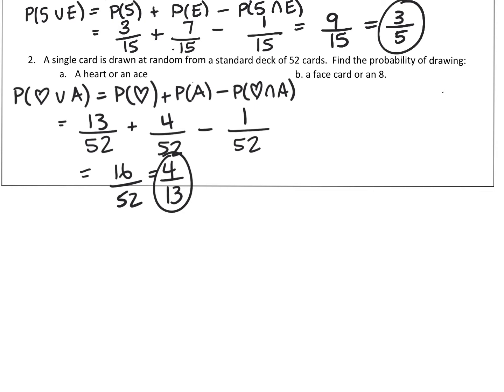Okay, let's look at 2B. It says, what's the probability of getting a face card or an 8? So that will be the probability of a face plus the probability of an 8 minus the probability of a face and an 8.